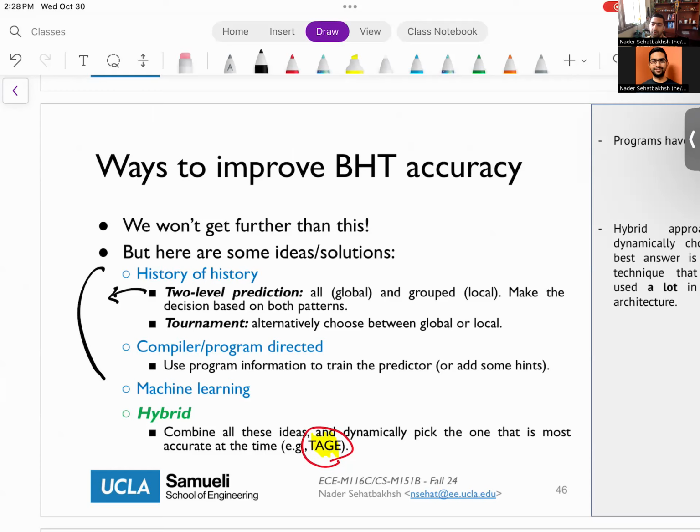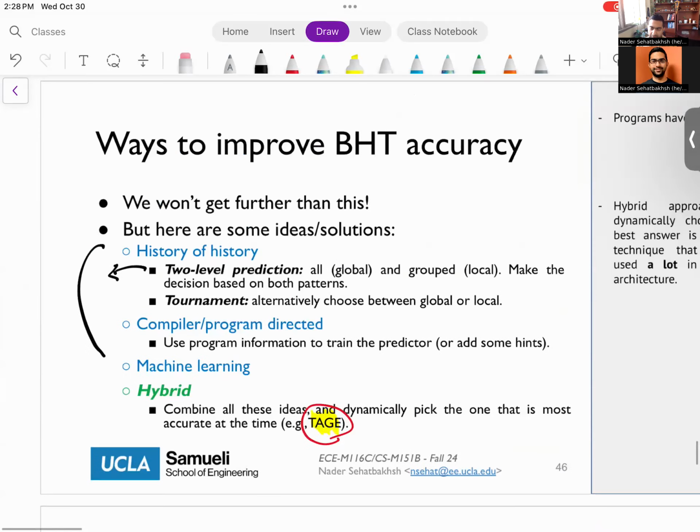So I'm going to have a separate short video just quickly describing these different branch predictor designs. And then in your projects, you're going to actually learn more about that. Okay. So that's the story of dynamic branch predictors. As I said, we're not going to go further into this for this lecture.